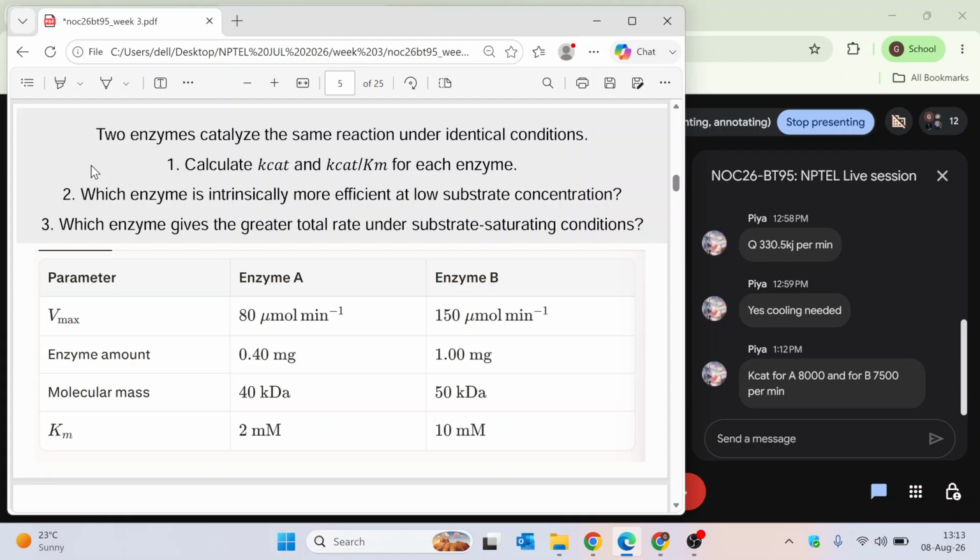First of all, to find out the kcat, I hope you all know the formula for kcat. Kcat is Vmax by total moles of enzyme. So in this table you are given the Vmax value, but you don't have your total moles of enzyme, but instead you have the molecular mass in kilodaltons. So you just have to convert it to moles.